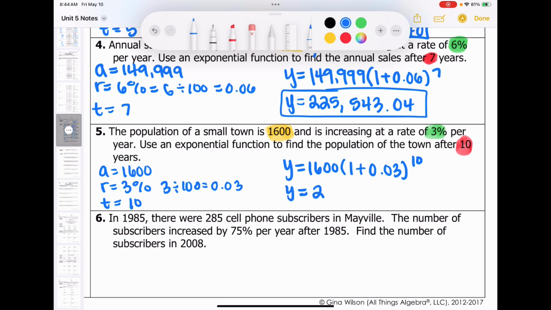I get 2,150.266. Okay, but we're talking about people. So I'm going to drop the decimal, so it's just 2,150.